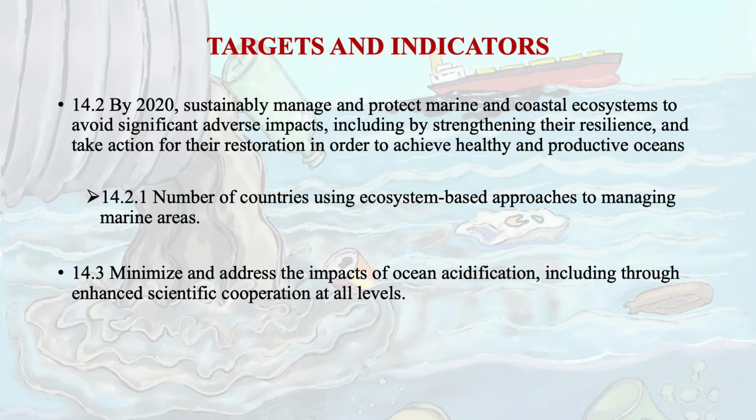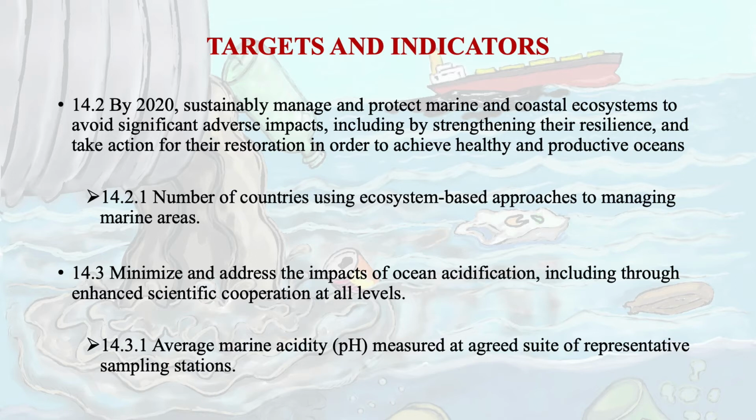Then, if you look into target number 3, it is to minimize and address the impact of ocean acidification, which is one of the important issues, including through enhanced scientific cooperation at all levels. When we talk about ocean acidification, air pollution and water pollution have no boundary. So we need to understand this from a scientific point of view, and there has to be scientific cooperation among different countries, and within the countries also at different levels.